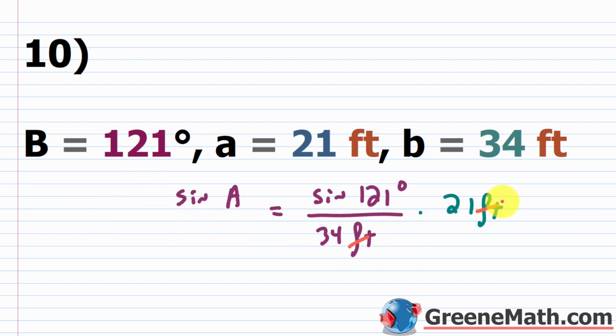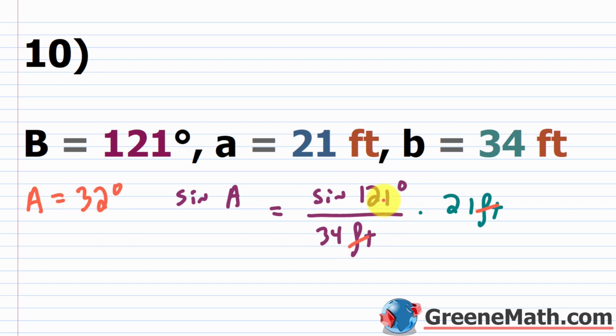We know the units here would cancel. So to speed things up, just go ahead and hit sine inverse of this in your calculator, and let's see what that gives me. I get about 32 degrees if I round to the nearest tenth. So let's just say that A is about 32 degrees.